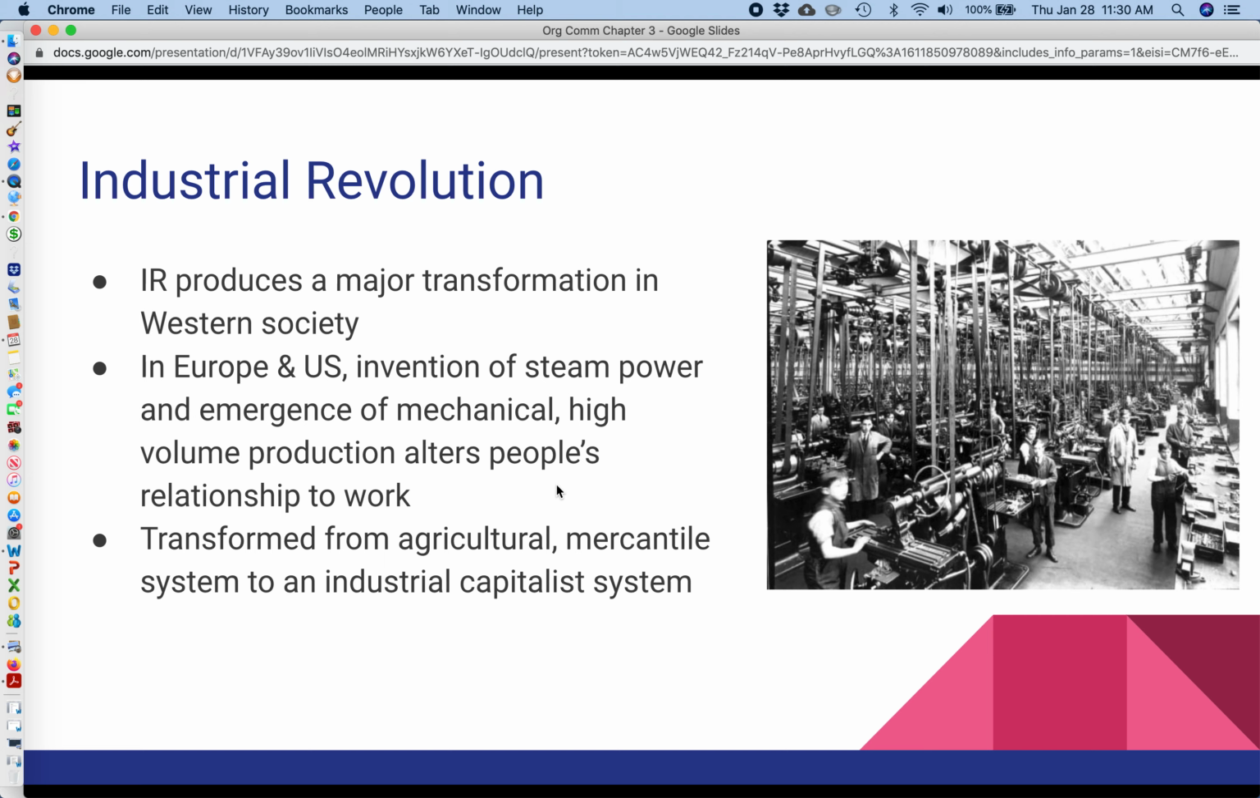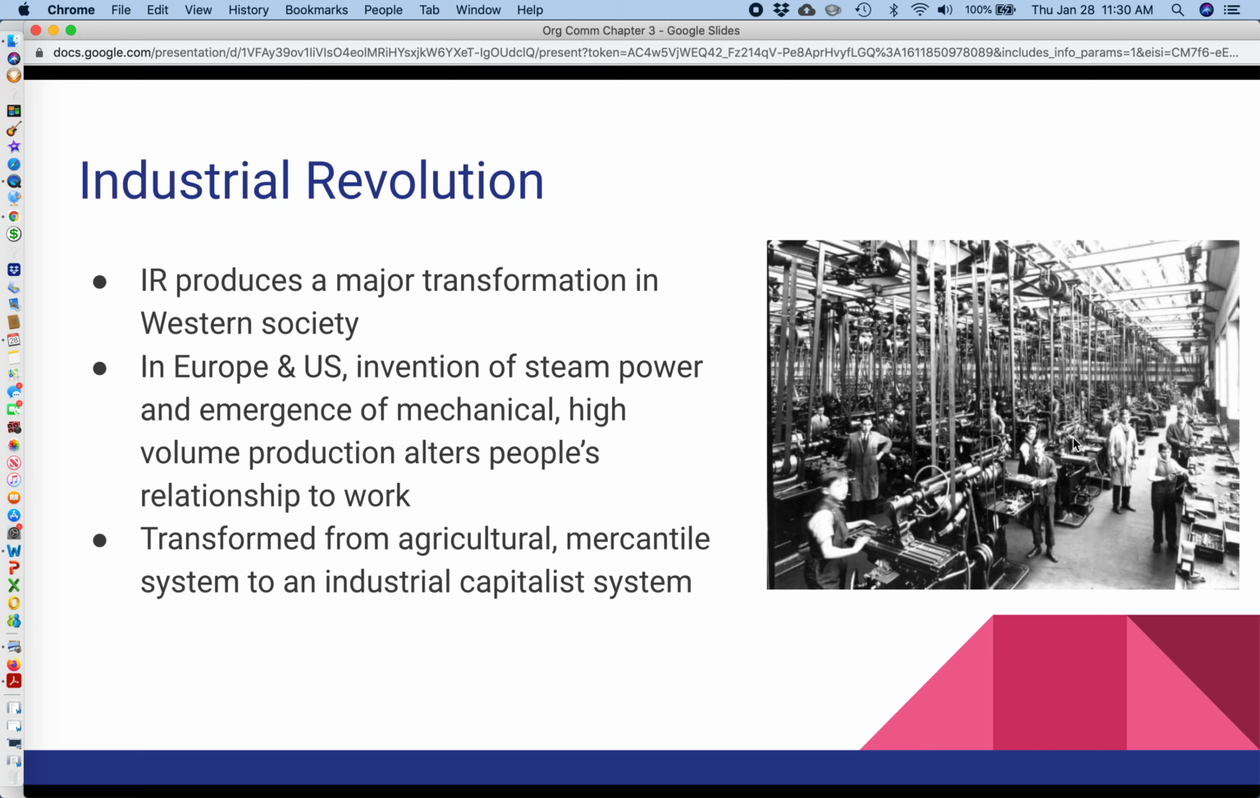And this change was sped up in Europe and the United States by the invention of steam power and the emergence of mechanical high-volume production. What that means is once we figured out how to harness the power of steam to make things run, we could begin to make things very rapidly, very quickly. And we had all this machinery that helped us, like you see here in the photograph. All of that changes the way that people look at work and how they work.